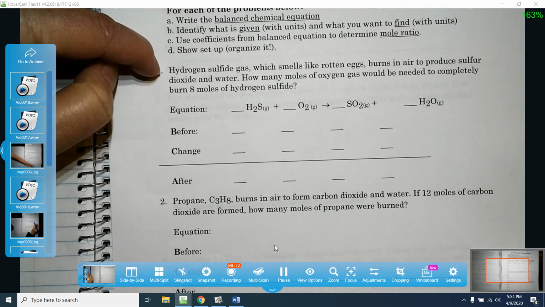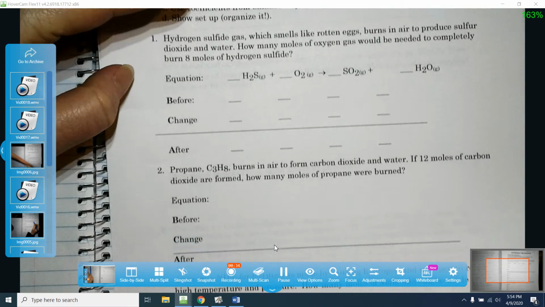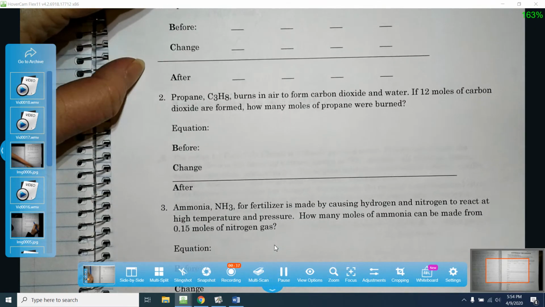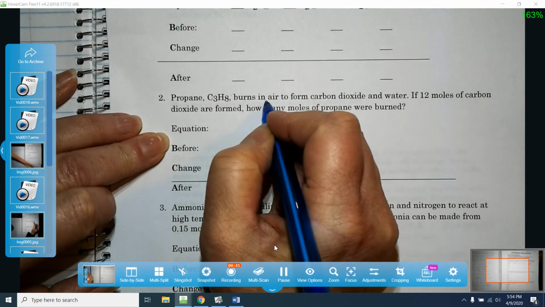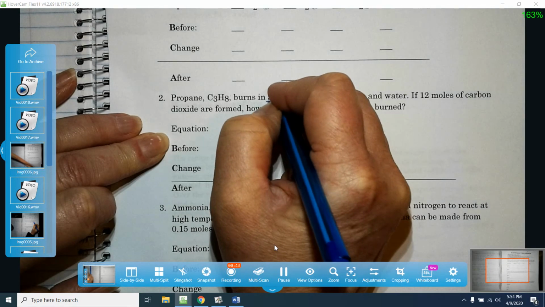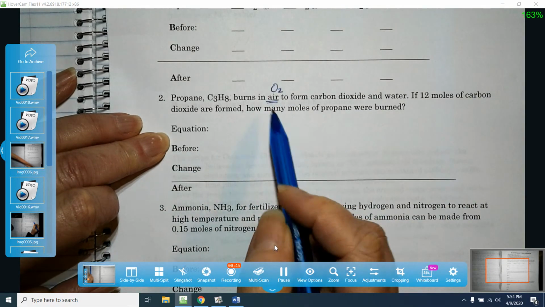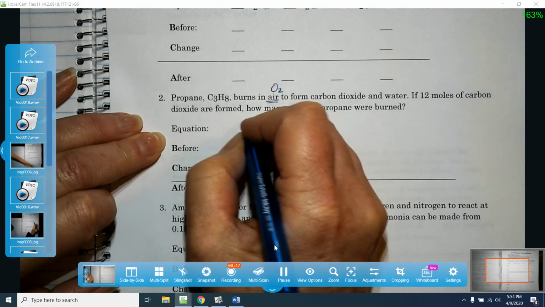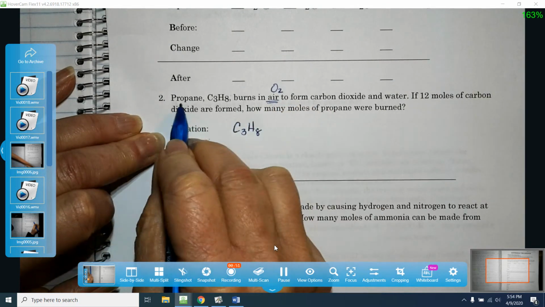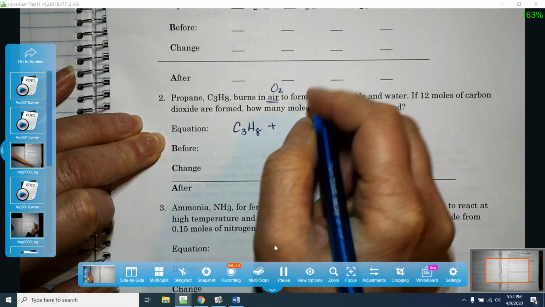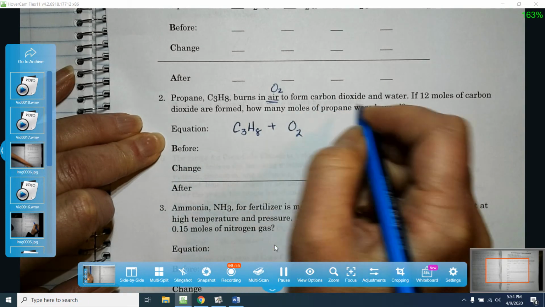Number 1 is already given to you. Don't forget you need to balance that. And here's number 2. Number 2 says propane burns in air. So whenever you see this, they're talking about oxygen. You can't burn anything without oxygen. So we're going to write C3H8. That's the formula for propane. And it burns in air.